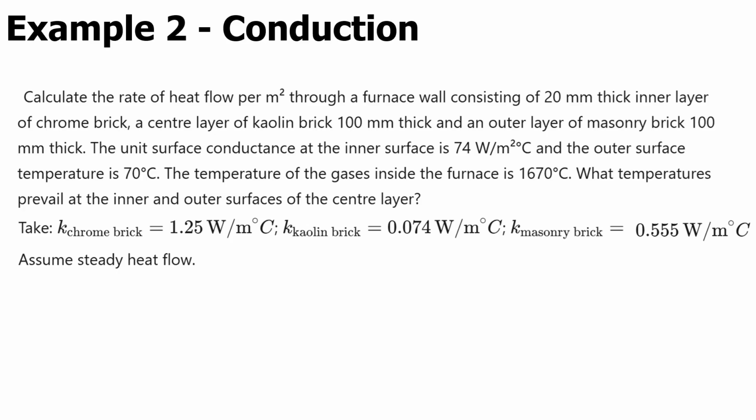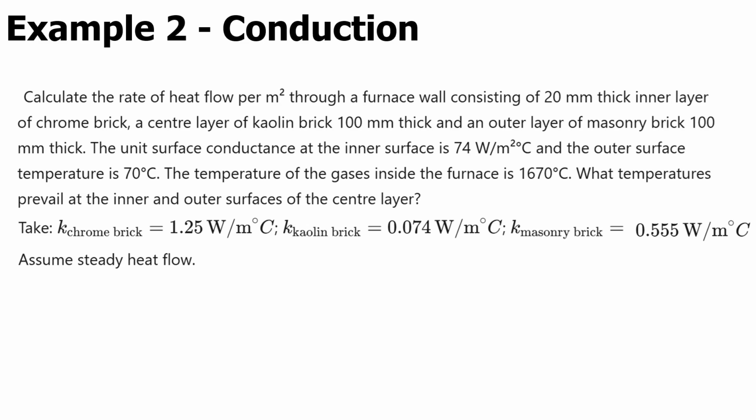We need to calculate the rate of heat flow per square meter through a furnace wall. This wall is constructed with 3 layers: an inner layer of 20 millimeters thick chrome brick, a central layer of 100 millimeters of kaolin brick, and an outer layer of 100 millimeter thick masonry brick.